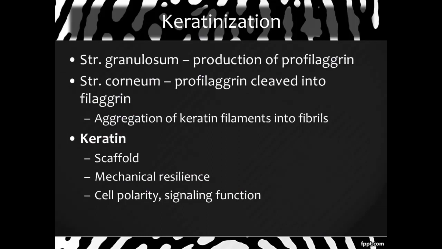Keratinization is a process of forming the aggregations of keratin filaments. It has many steps, from stratum granulosum, where keratohyalin granules are contained, the production of profilaggrin, which then is cleaved into filaggrin, starts, and it causes the aggregation of keratin filaments into tonofibrils. Keratin itself, soft keratin in the skin, is necessary for the mechanical resilience of the skin.